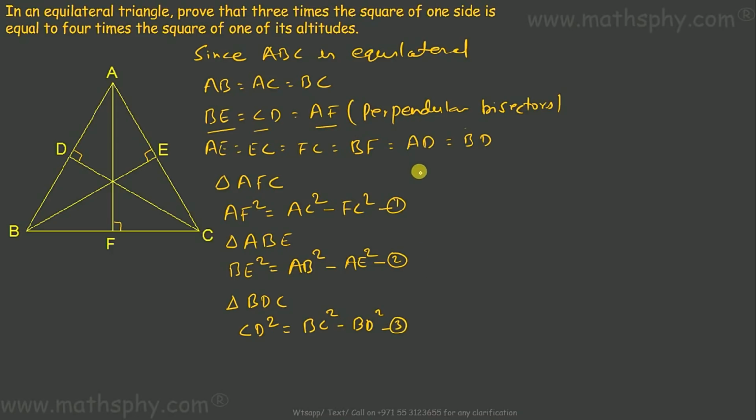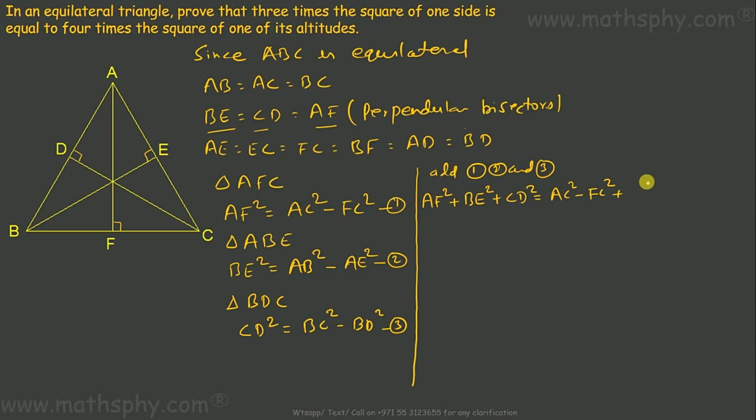Number 3. Now let's add all of them. I'll write add 1, 2 and 3. So this will give me AF square plus BE square plus CD square equals to AC square minus FC square plus AB square minus AE square plus BC square minus BD square.